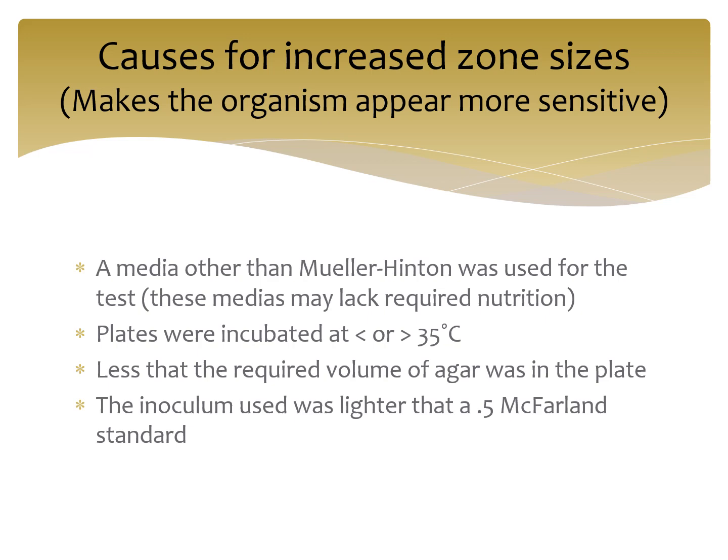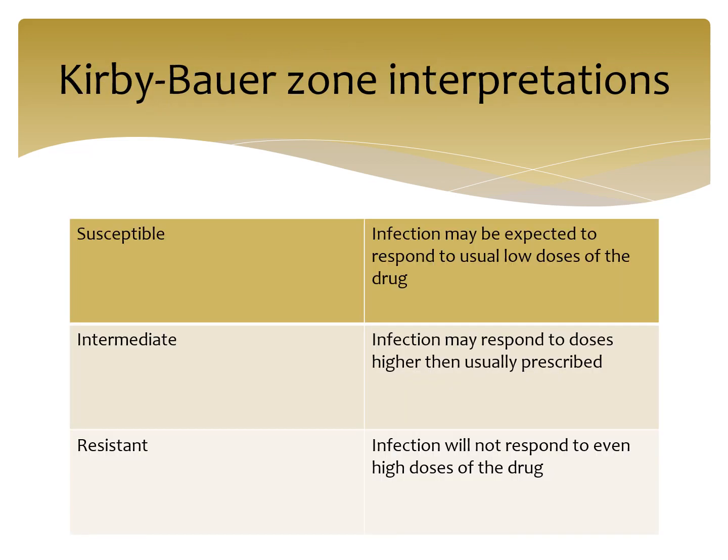So these are all things that you want to avoid because you don't want your bug to appear more sensitive to certain drugs. Now, whenever we do the Kirby-Bauer disc diffusion test, we want to interpret our zone sizes as either susceptible, intermediate, or resistant. So if you have an infection that may be expected to respond to our usual low doses of the drug, then it is considered susceptible to that drug. If you have an organism that responds to doses higher than usually prescribed, we could say that our bug is actually intermediate to that drug.